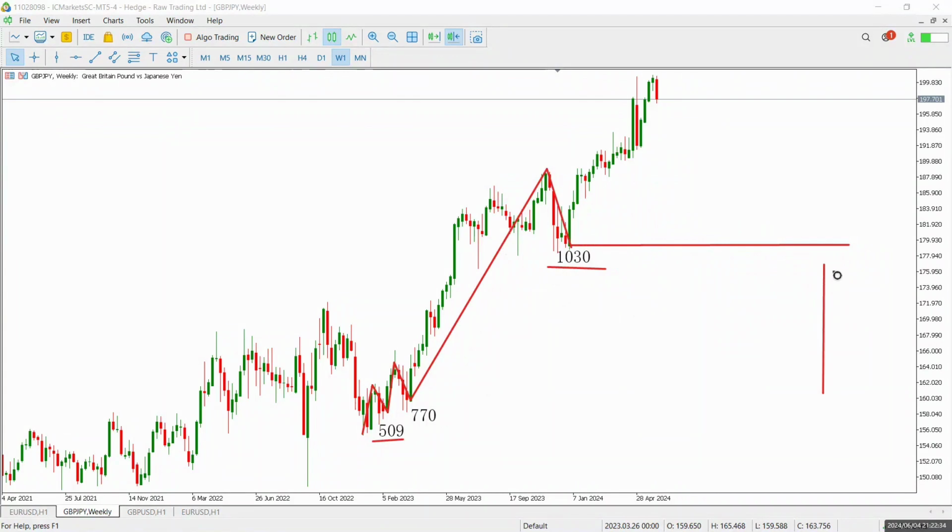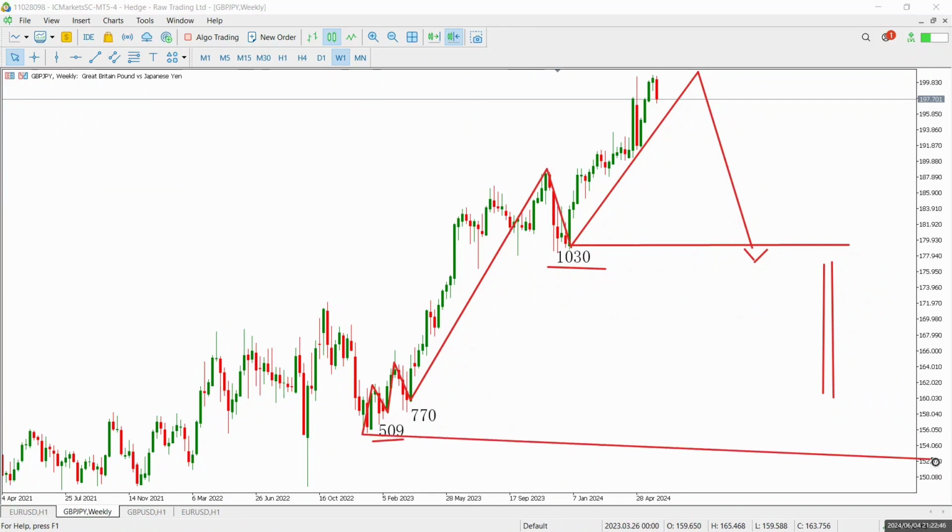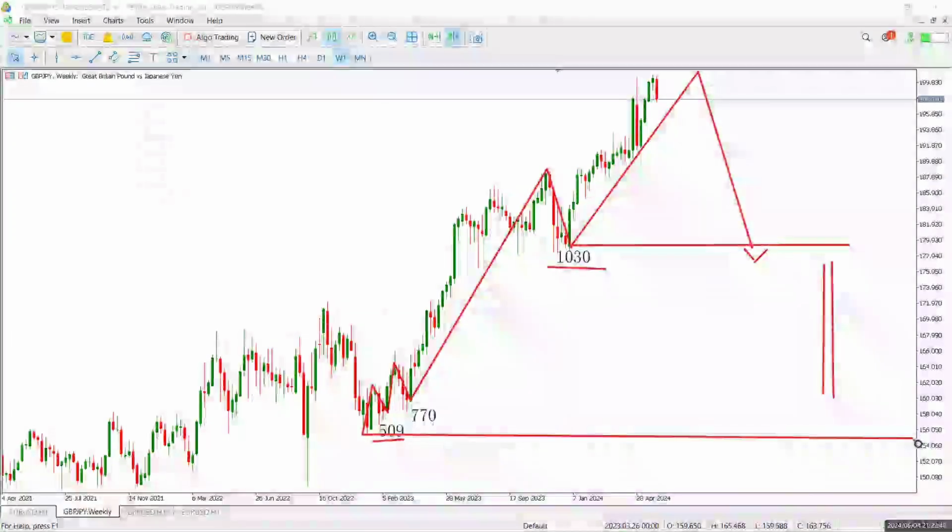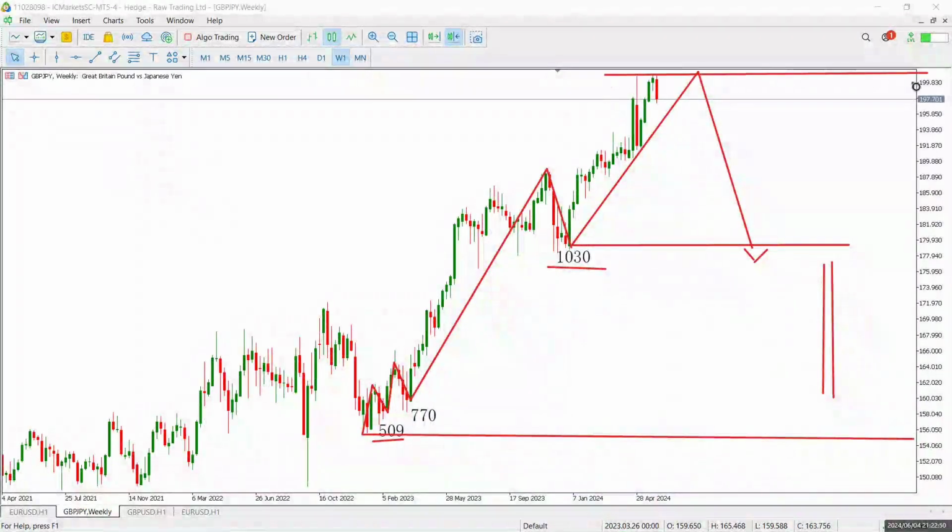This means for me to see a trade entry opportunity within this window, what has to happen? There has to be a break of the higher low at 1030. That will give me a trade entry opportunity within this window. This means that the structure starting from here and ending here has been violated.